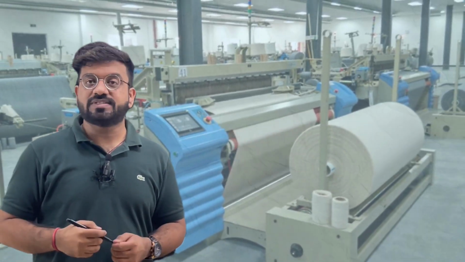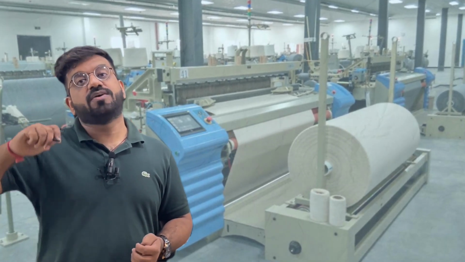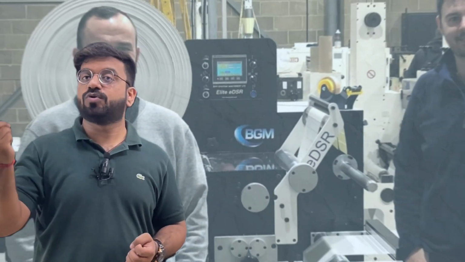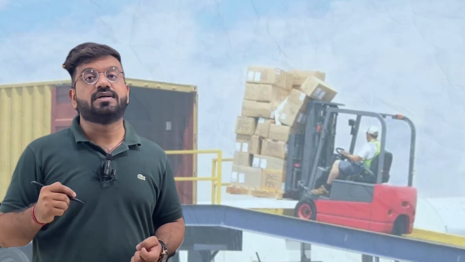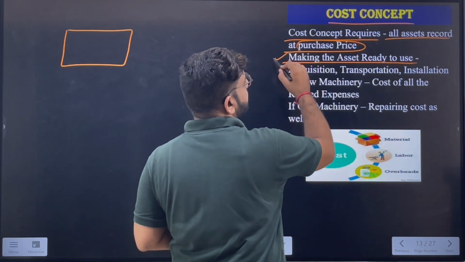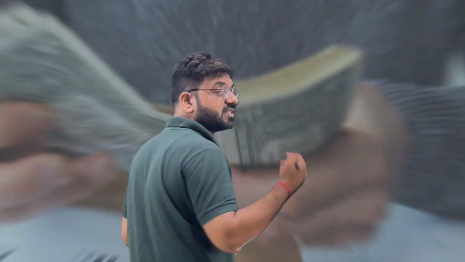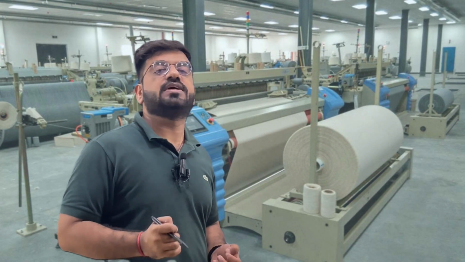Apart from that, obviously the machinery which I am purchasing has to be bought from a different location. I will have to go there, I will order the machinery, then that machinery will be delivered to me at my factory. So the transportation cost is also the part of the cost of machinery itself. So that's what has been written. Making the asset ready to use, there are many expenses which are to be incurred in order to purchase and install the machinery. So what is the first expense?